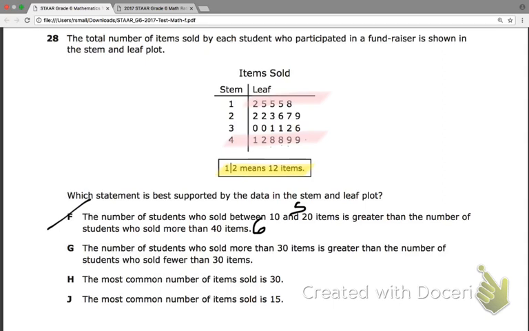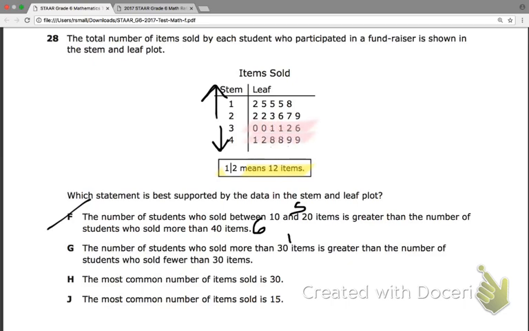G. The number of students who sold more than 30 items is greater than the number of students who sold fewer than 30 items. Okay, so more than 30 items is going to be 30 and 40. Less is going to be with 2 and 1. So more than 30 items, I see 1, 2, 3, 4, 5, 6, 7, 8, 9, 10, 11, 12. 12 students. I just counted all of those.